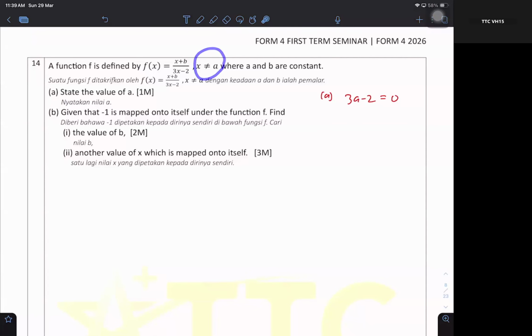They say x cannot equal a because if x is a, the bottom will be zero. So if x is a, 3a minus 2 will be zero. Then it will be undefined. That's why x cannot equal a. So 3a minus 2 equals 0, 3a equals 2, a equals 2 over 3. Understand? This type of question is 1 mark. Either you know or you don't know. Okay, B.